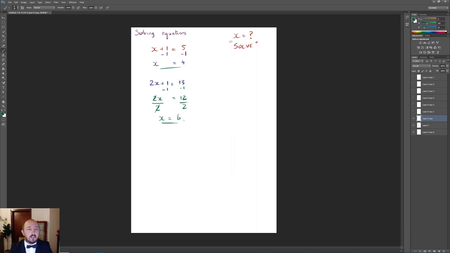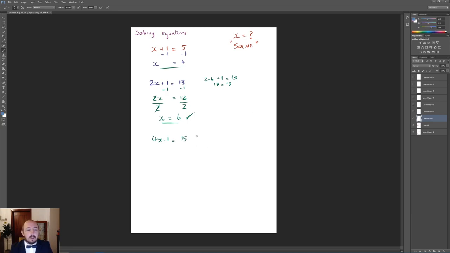We're going to do substitution in a moment, but if x equals 6, 2 times x would be 2 times 6, plus 1 does indeed give us 13. So we have 13 on the left-hand side and 13 on the right, so we know that that answer is correct.